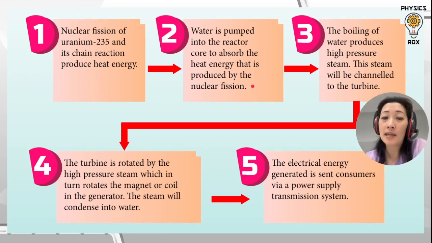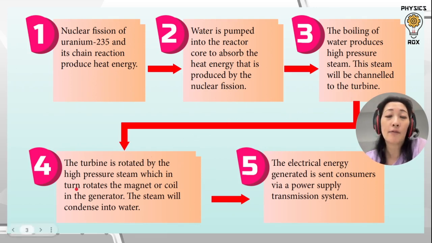Water is then pumped into the reactor core, which is a nuclear reactor, to absorb the heat energy produced by the nuclear fission. And then in the heat exchange system, the water that's being pumped inside will absorb the heat from the water from the nuclear reactor, and this causes the water to boil, producing high pressure steam, which is then channeled to the turbine.